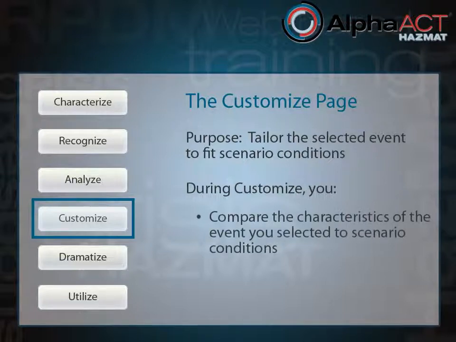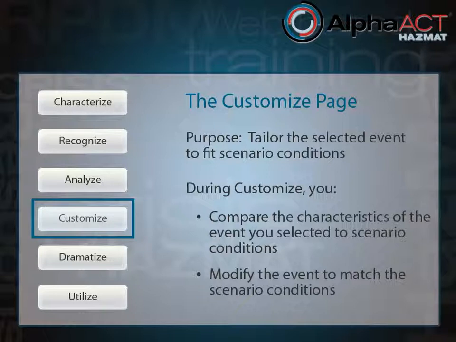First, you'll compare the characteristics of the event you selected to the event conditions of the scenario as they appear in the incident report and any incident updates that may have appeared. Second, you'll modify the conditions of the event to match those scenario event conditions.